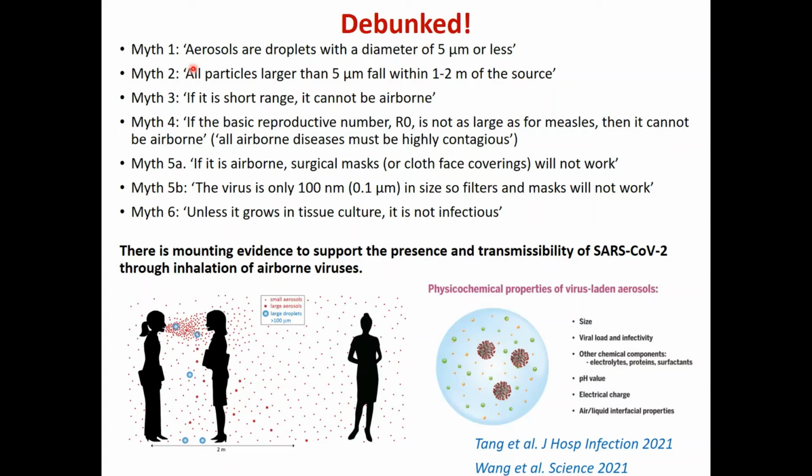Myth 4: if the basic reproductive number, R0, which is the number of infections caused by one infected person, is larger than for measles, which is airborne and spreads very easily, then it cannot be airborne. And again, it's the wrong understanding of R0, the reproductive number. The reproductive number only says how many get sick from one sick person. It says nothing about the mode of transmission.